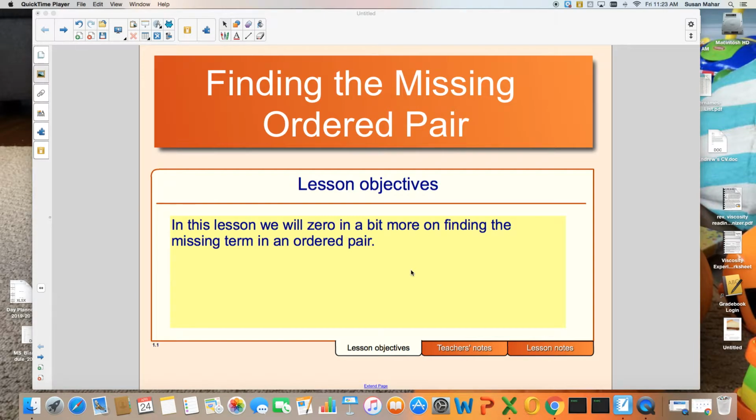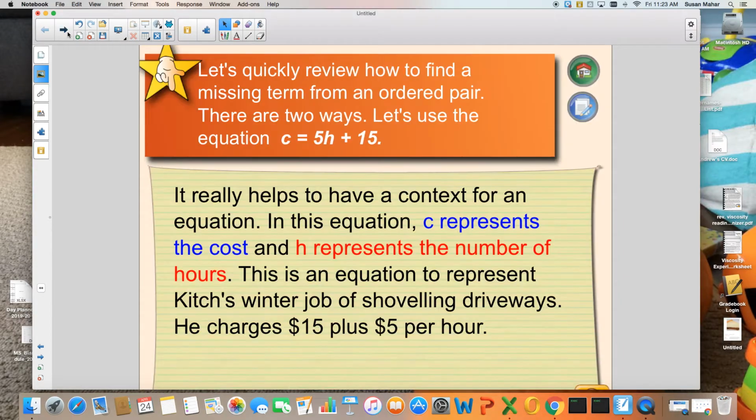Okay, today we're going to zero in a little bit. We're going to do a sort of a mini lesson on finding the missing ordered pair. And to do that, we're just going to focus on that one thing for today. So let's quickly review it.